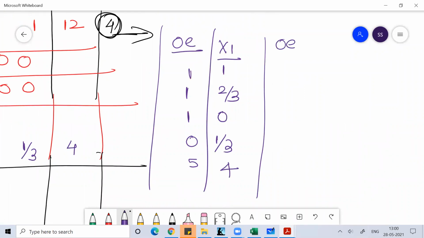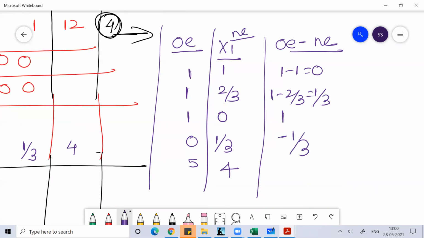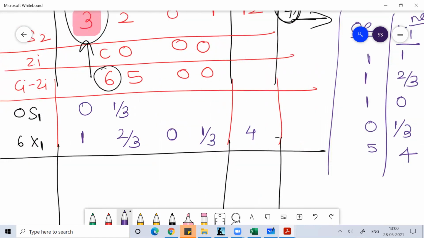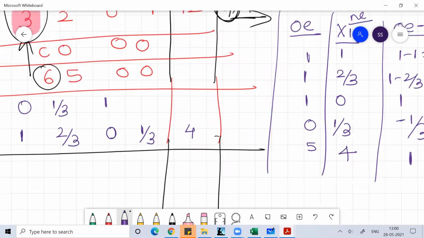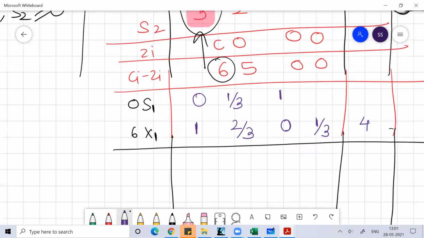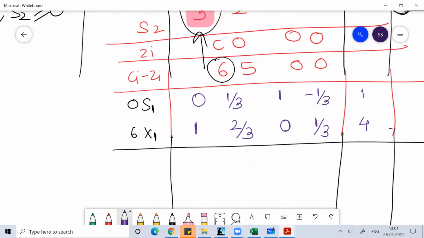So you find the old element minus the constant times the new element. Here the constant is 1 only. 1 minus 1 is 0. 1 minus 2 by 3 is 1 by 3. 1 minus 0 is 1. Then 0 minus 1 by 3 is minus 1 by 3. And 5 minus 4 is 1. So the row is 0, 1 by 3, 1, minus 1 by 3, 1.